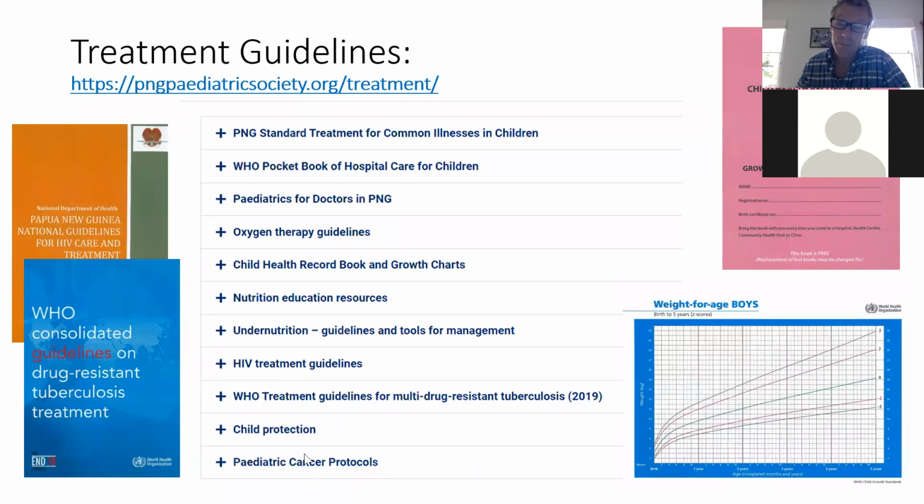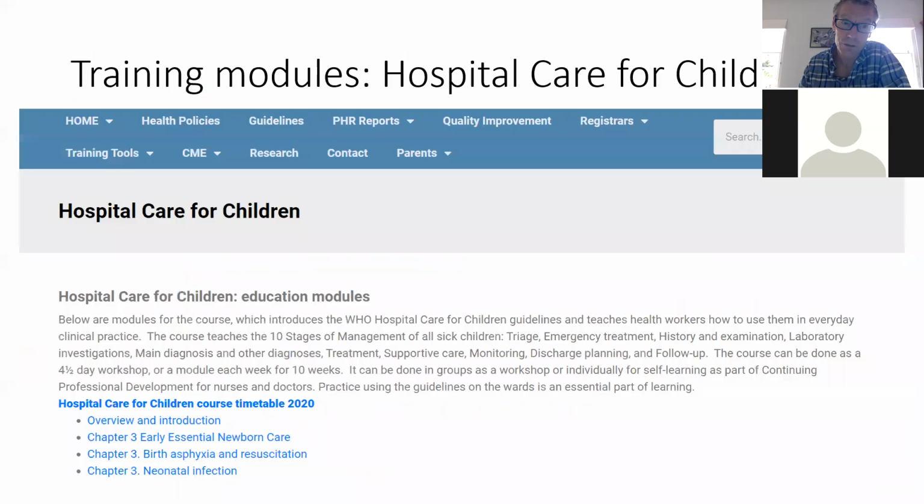I won't go through them again, but as well as the ones I mentioned, there are also guidelines for drug-resistant TB. The HIV guideline is there. There are weight for age charts and a variety of different growth monitoring resources. There's the Child Health Record Book, and the pediatric cancer protocols that Dr. Anger has developed. There are also some resources for child protection, other nutrition things, oxygen. So if you go onto the website and have a look at those resources, you can learn a lot. They're quite targeted and relevant to your training.